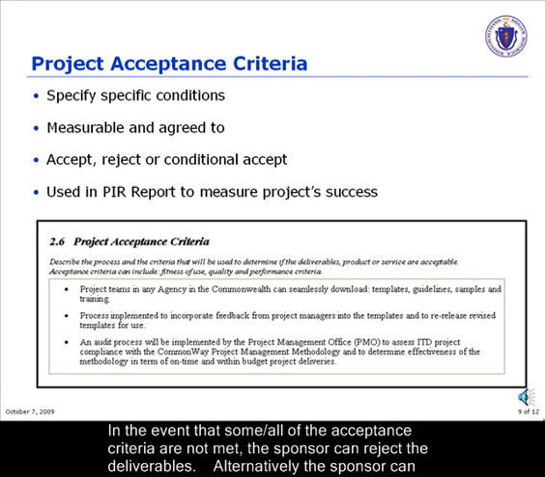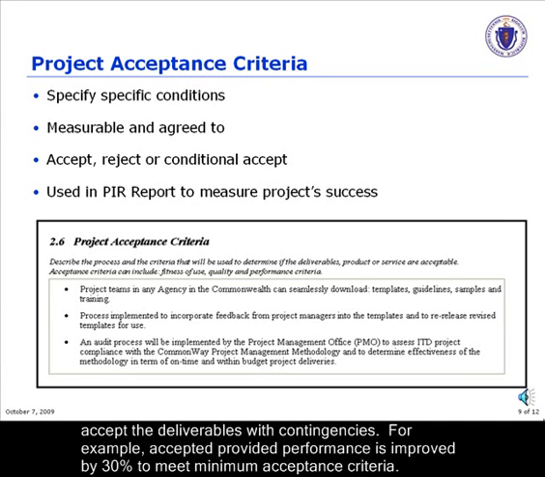In the event that some or all of the acceptance criteria are not met, the sponsor can reject the deliverables. Alternately, the sponsor can accept the deliverables with contingencies. For example, accepted provided performance is improved by 30% to meet minimum acceptance criteria.